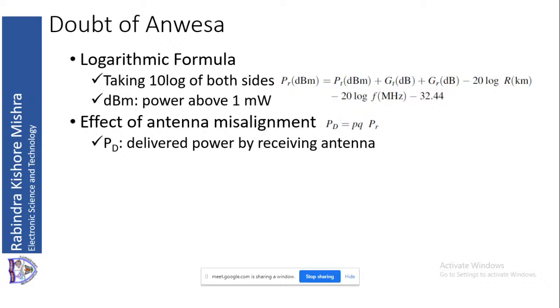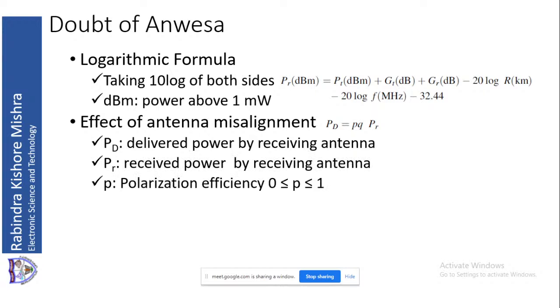PD is the delivered power by the receiving antenna delivered to the circuitry or receiver, PR is the received power by the receiving antenna. P is polarization efficiency, which will be between 0 and 1. It is 1 if they are equally polarized in proper polarization. It is 0 if they are orthogonally polarized. It is in between these two. So these are the two extremes for polarization.